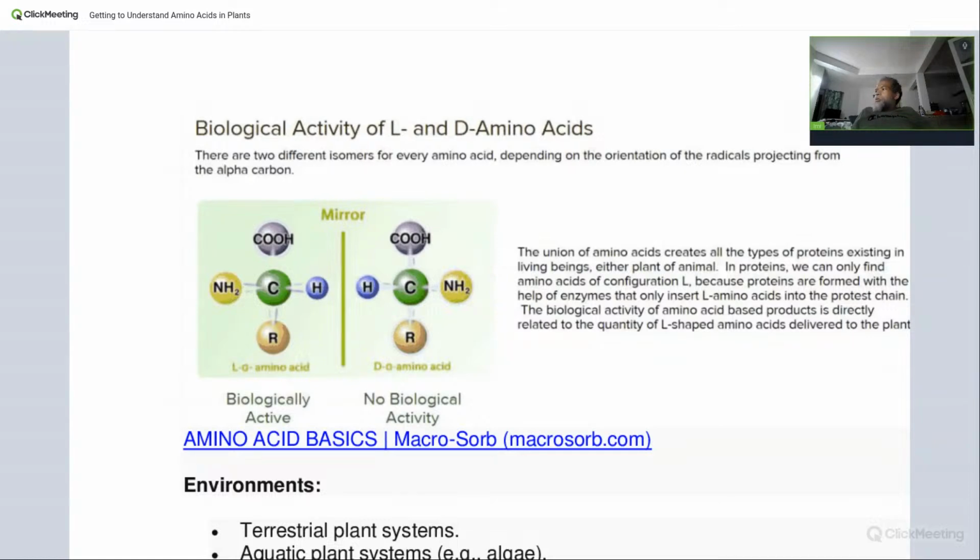The H is the hydrogen. And then you have the ammonia. You see one there on the left and one there on the right. And then you have the R at the bottom. And then you have the COOH at the top. What is the difference between these two? What is the difference between the two? Nothing. The only thing that is different is the hydrogen.